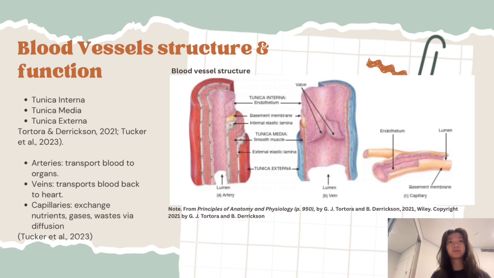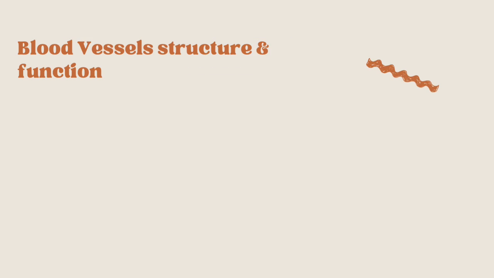The capillaries have thin walls that allow exchange of nutrients, gases, and wastes via diffusion. Groups of capillaries form small veins, or venules, and then these venules form bigger blood vessels called veins. And then the veins carry blood to the heart, and they also have valves to prevent backflow of the blood.